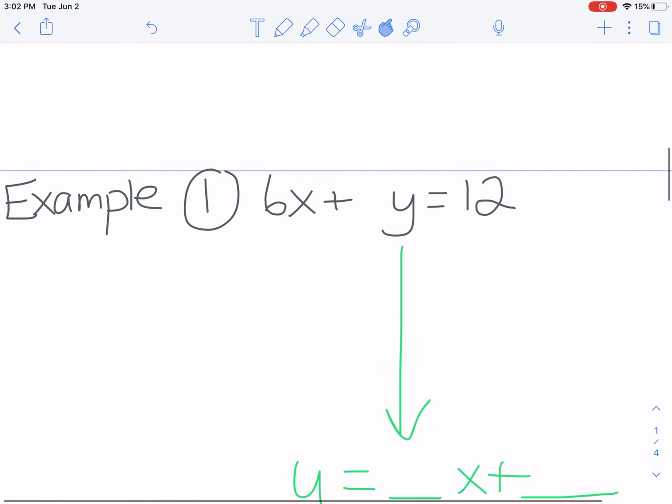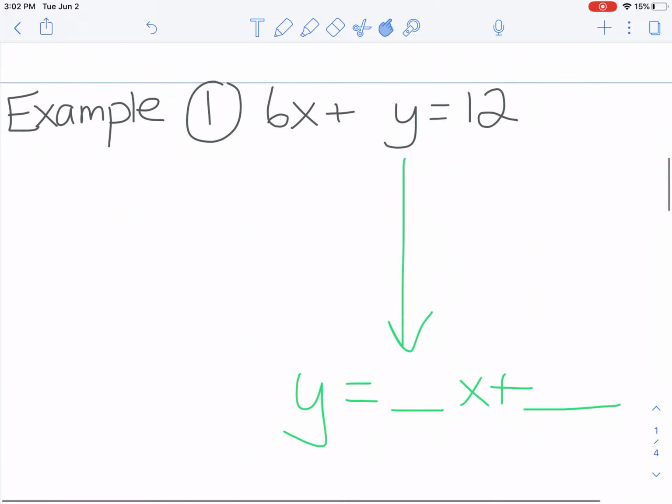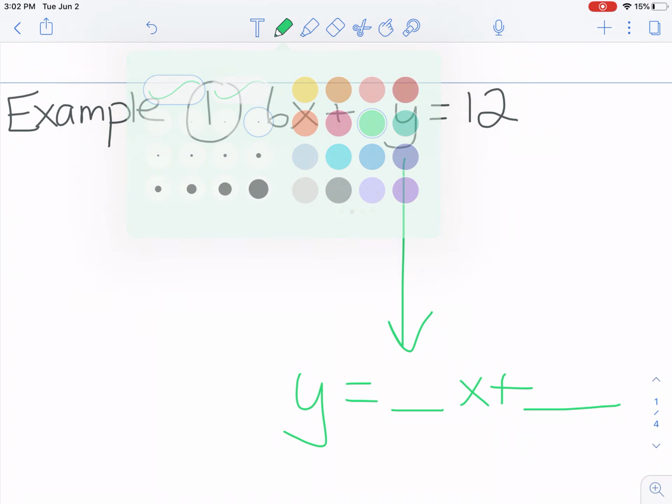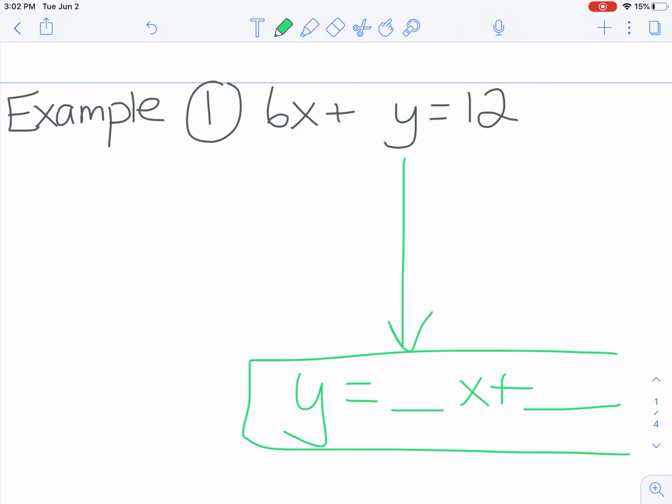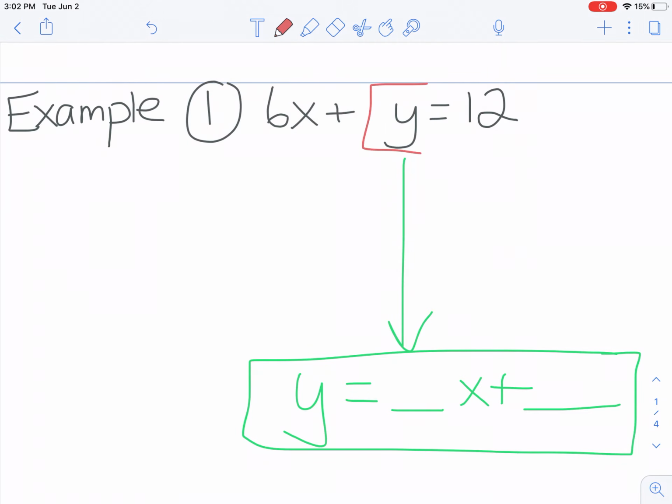If I start with something like 6x plus y equals 12, and I want to change the standard form into y equals mx plus b, my final answer is going to look something like this green equation here, y equals something x plus something, or y equals mx plus b, where I'm filling in the m and the b. So how am I going to isolate y? Well, y already has a coefficient of 1 in front, so that's good news.